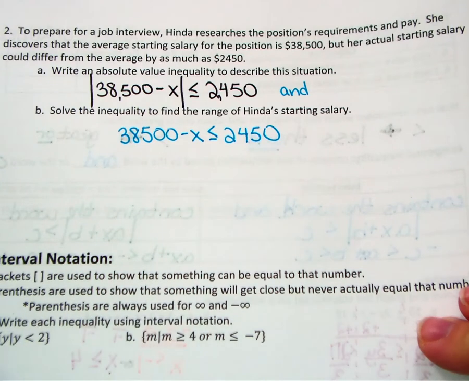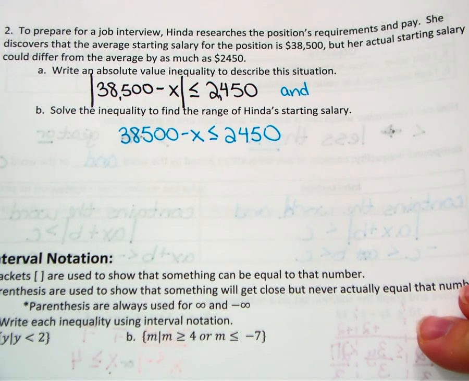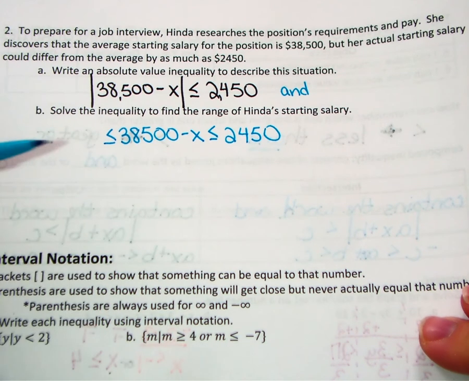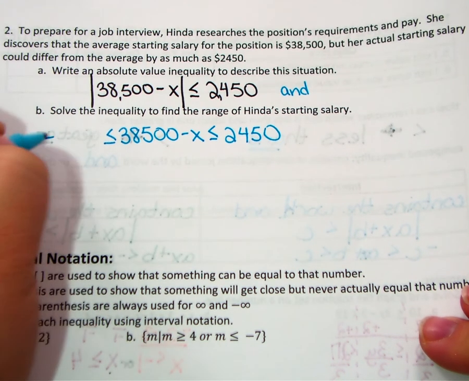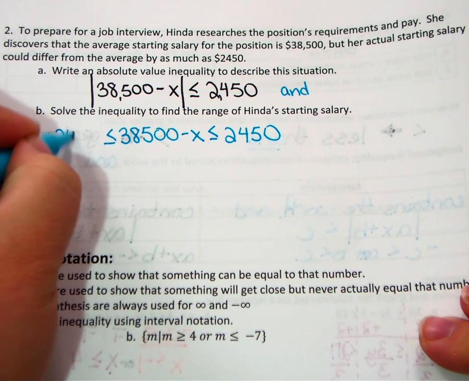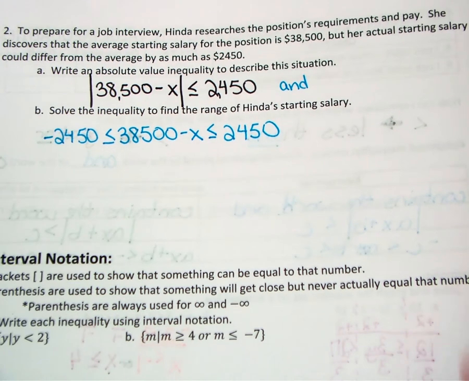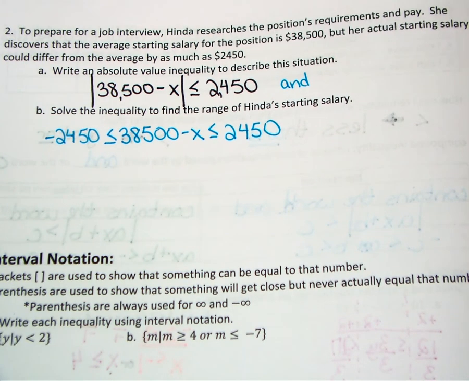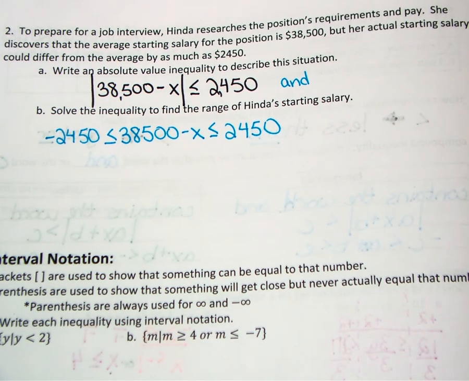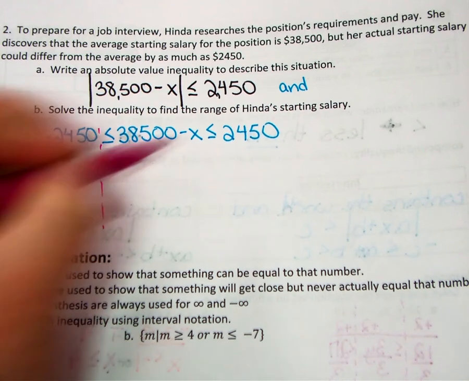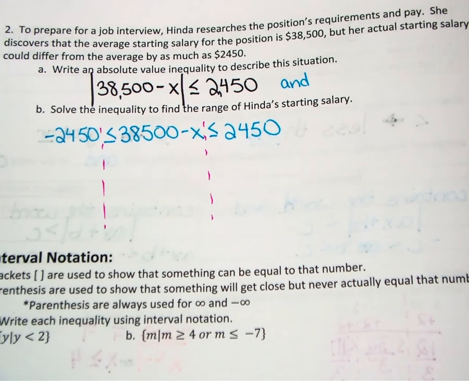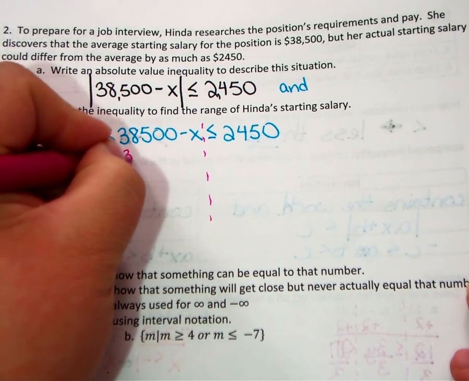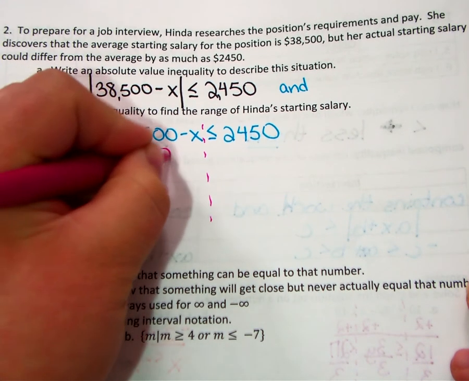Remember, ands are like one giant inequality that has two symbols in it. So the left portion is another less than symbol, and this time it's negative $2,450. To solve this, recall that we broke them into three portions. So we are going to subtract $38,500 from all three parts.